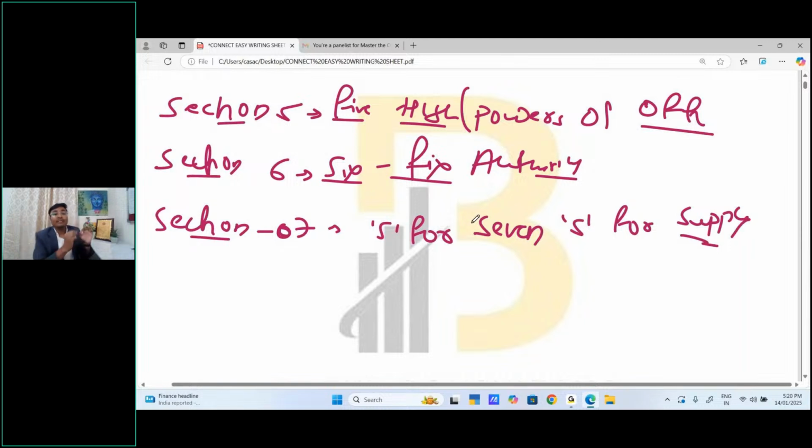Only then will the activity or transaction qualify under the definition of supply, and only then does the question of applicability of GST arise. Okay, so Section 7: S for 7, S for supply, supply includes. And the government has given certain schedules as well. I am going to brief you on Section 7 because it is a very important section from a practical perspective, so I am taking it in detail.